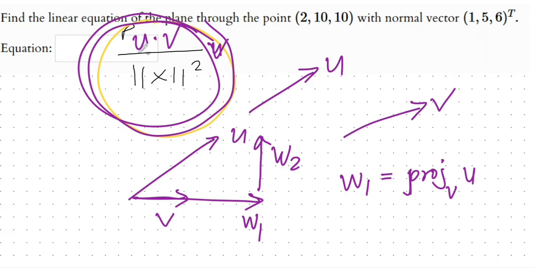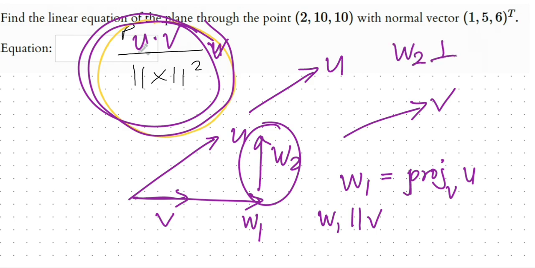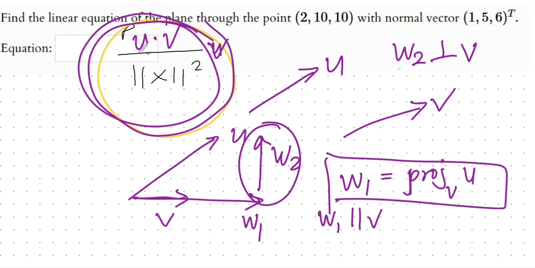Yeah, so that is for the parallel. If you're looking for the line parallel to v, let's say w sub 1 is parallel to v. But if you're looking for the orthogonal or perpendicular line, which we denoted as w sub 2, perpendicular to v, then the formula would be different. This is the formula of the parallel. The perpendicular formula is this one, u minus w sub 1. So you need to solve for w sub 1 first. And w sub 1 is equal to this one.